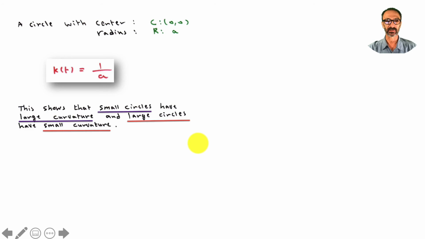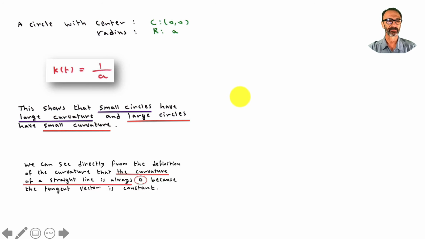So some notes about this. This shows that small circles have large curvatures and large circles have small curvatures. This is the way I started talking about curvatures. You remember when I said driving around a big circle and a small circle? Driving around a big circle, you're not going to feel that you are turning. And that's exactly what we have here. So for a circle with radius a, when a is too big, like 5 kilometers, this is going to be 1 over 5 kilometers, which is a very small, tiny number. So the bigger the circle, the bigger the denominator, the smaller the curvature, which makes sense.